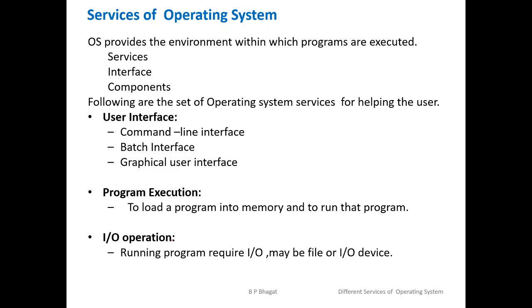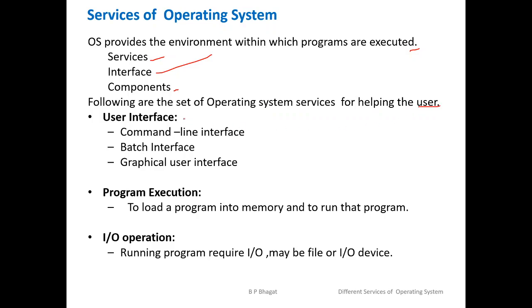Services of operating system. Operating systems provide the environment within which the programs are executed. So three services are provided. One view focuses on the services that the system provides. Another, on the interface that it provides to the user and the programmers. And the third one is the components and their interconnection. Following are the set of user operating services for helping the user.